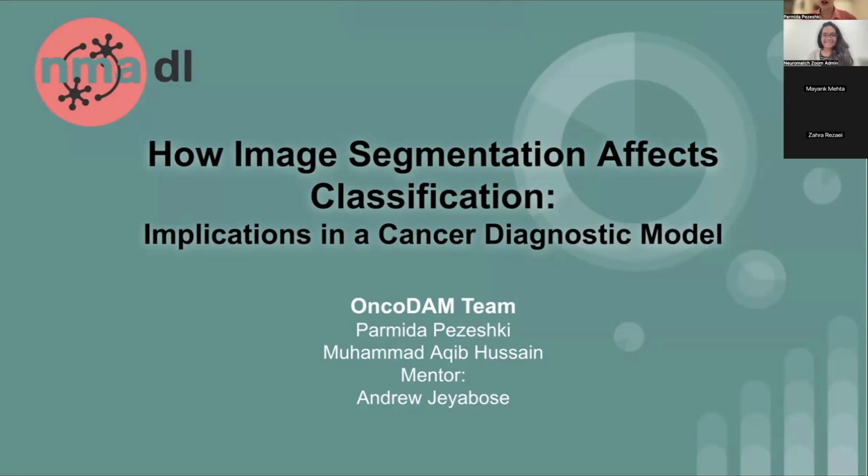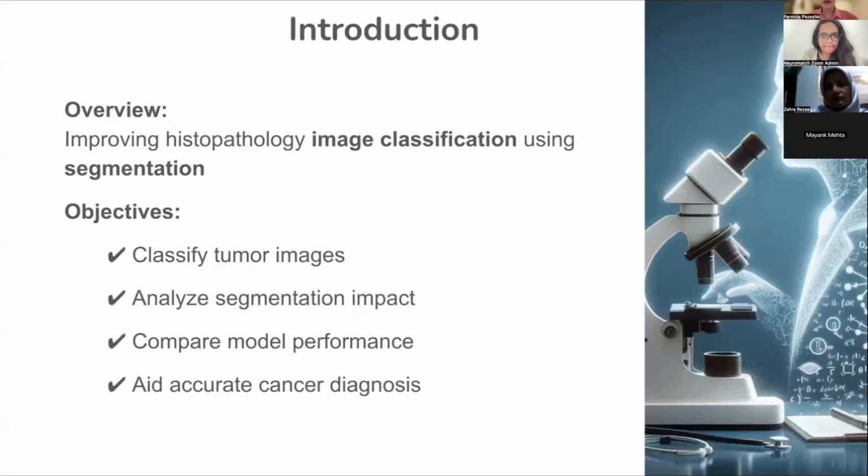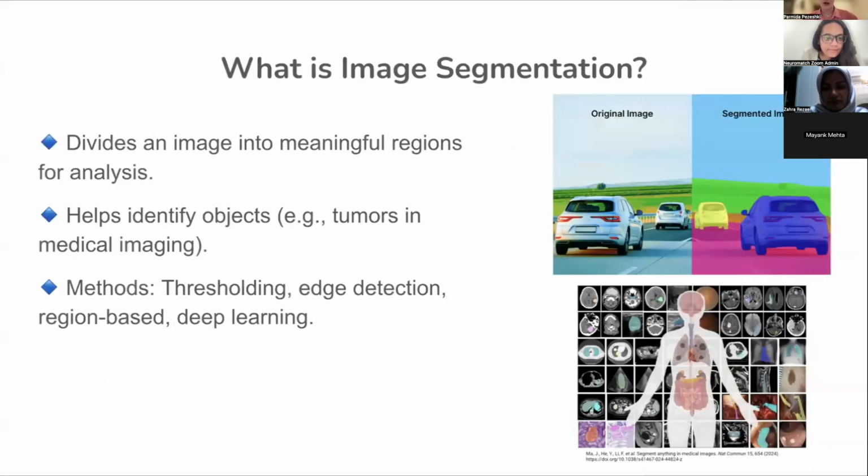I'm Parmida Pezeshki on behalf of the OncoDam team, and I'm going to present our Impact Scholars project on how image segmentation affects classification implications in a cancer diagnostic model. The aim of our project was to see how image segmentation can improve or affect the classification accuracy on histopathology data sets from cancer tissues.